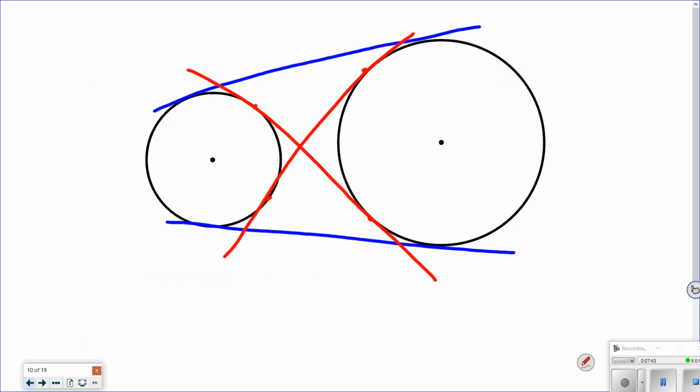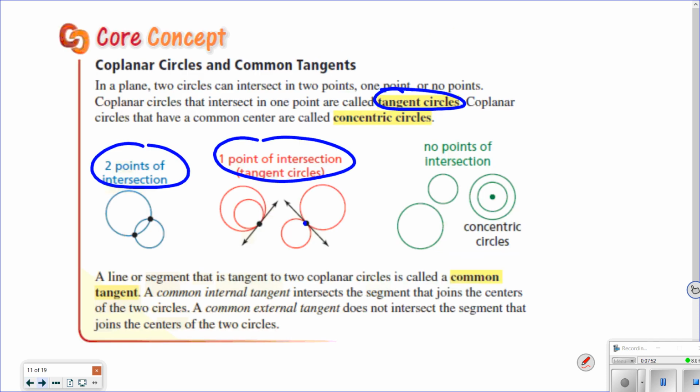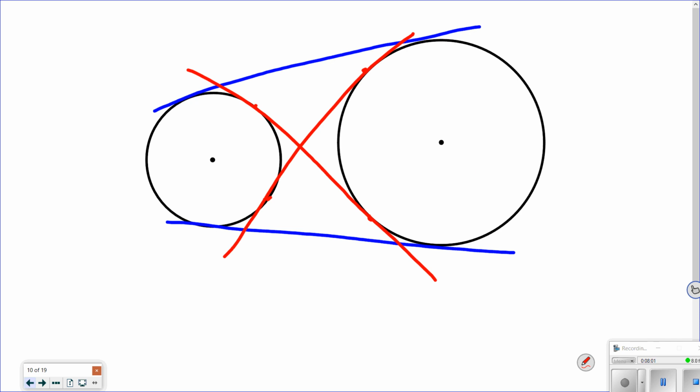The two I did in blue are referred to as external tangent lines. The two I did in red are referred to as internal tangent lines. You can see that right here. We have internal tangent lines, and we have external tangent lines. Basically, if I draw a line from the center of both circles, so from the center to there, to center to there, the external tangent lines never cross that line from the center to the center. The internal tangent lines do cross that line. So if you're ever not sure if it's external or internal, draw that line from the center to the center and you can find out.